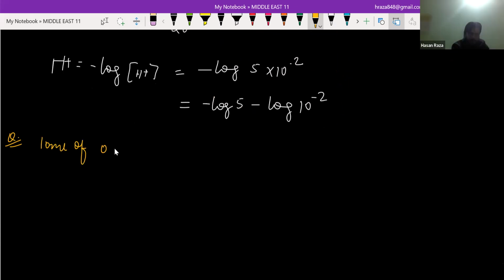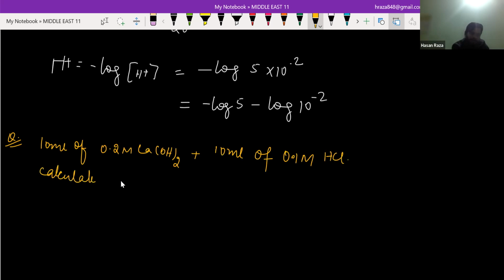Okay. 10 ml of 0.2 M calcium hydroxide plus 10 ml of 0.1 M HCl. Calculate the pH of the solution. It's so easy. Please calculate.